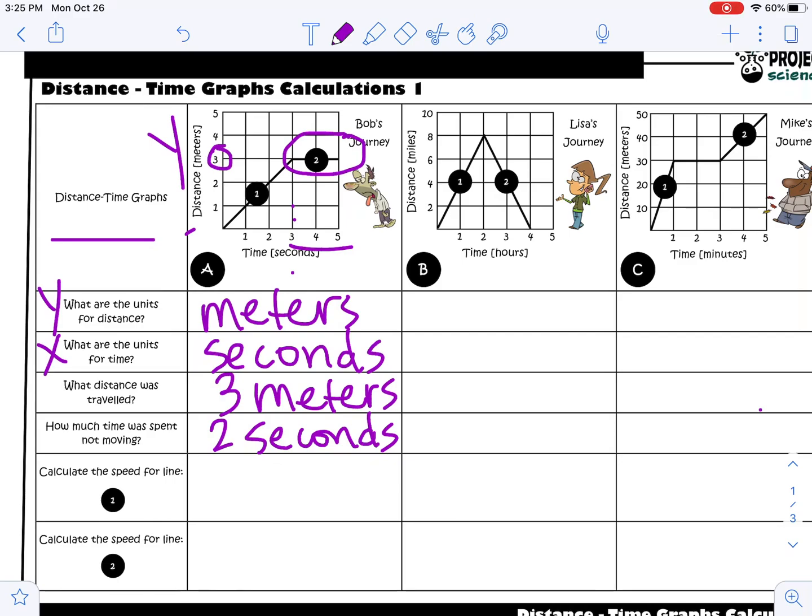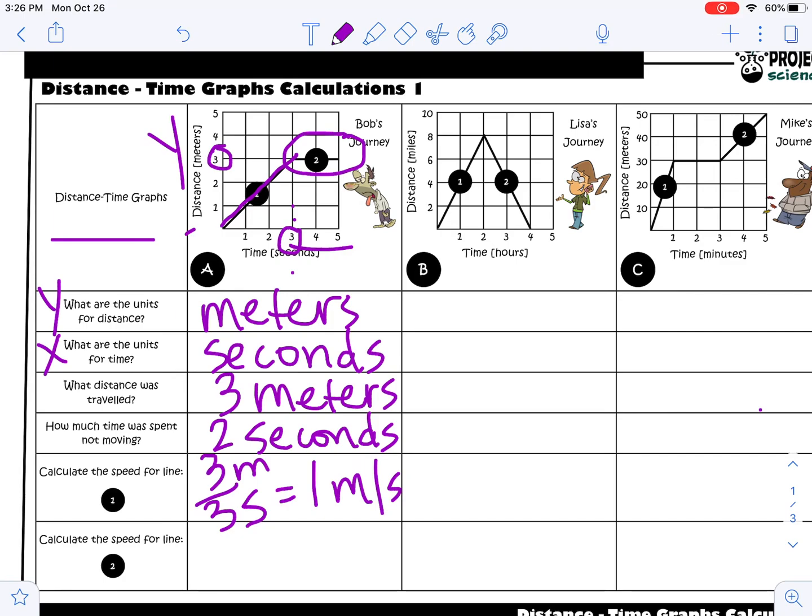All right, so calculate the speed for line 1. When we calculate the speed, we're going to look here at line number 1. What was the total distance? 3 meters divided by our total time, 3 seconds. So our speed for line 1 was 1 meter per second.